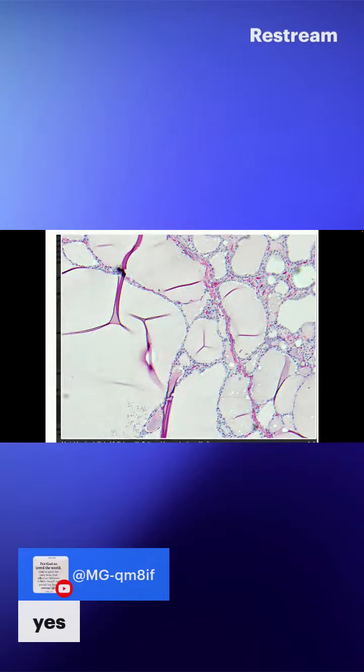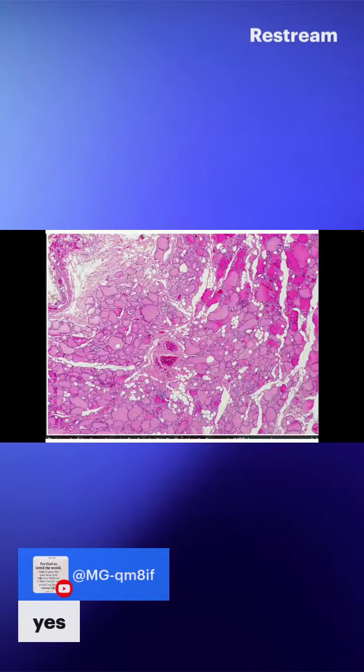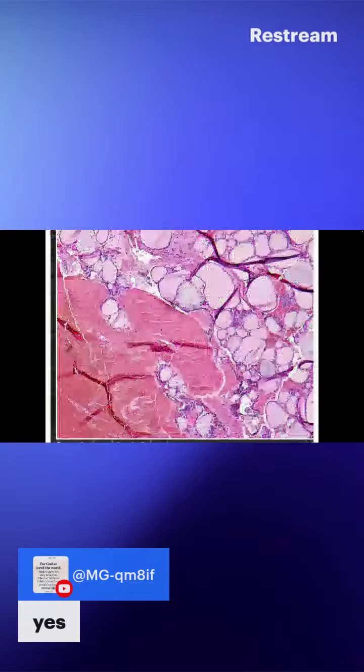So we're just gonna go more about these. If you remember, I think I put the normal one here. So this is the normal. Just keep it in mind. So as we said, macro follicles.